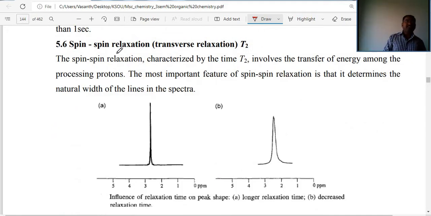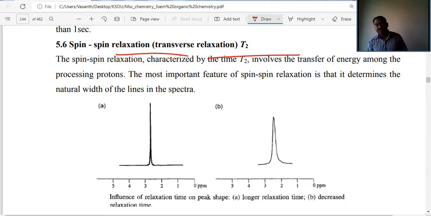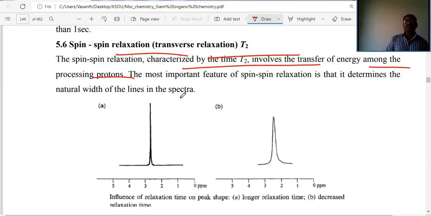This is spin-spin relaxation or transverse relaxation, represented by the symbol capital T2. The spin relaxation characterized by the time T2 involves the transfer of energy among the precessing protons. The most important feature of spin relaxation is that it determines the natural width of the line in the spectrum.